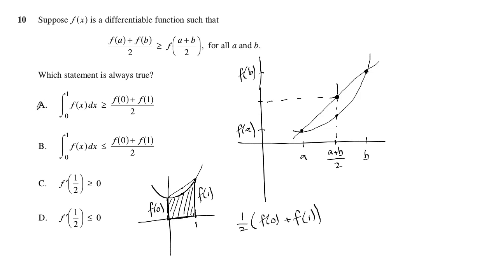That one's definitely not true. What about C and D? Let's just make sure that those don't work. So it's saying that the derivative at 1 over 2 is positive or negative. Well, in this one that I've drawn, it's positive, but it could also be going like that. This would satisfy that inequality, but it has f prime of a half being negative. So it could be that or that, depending. We don't know. So it's definitely B.